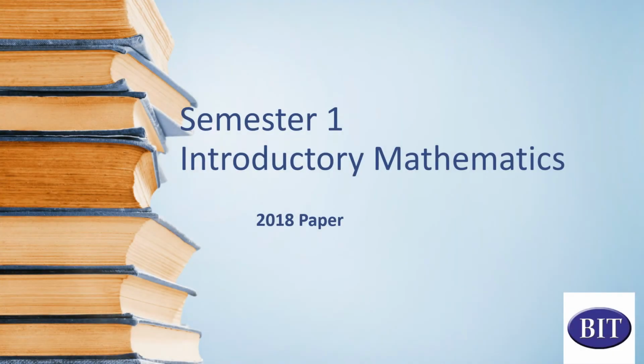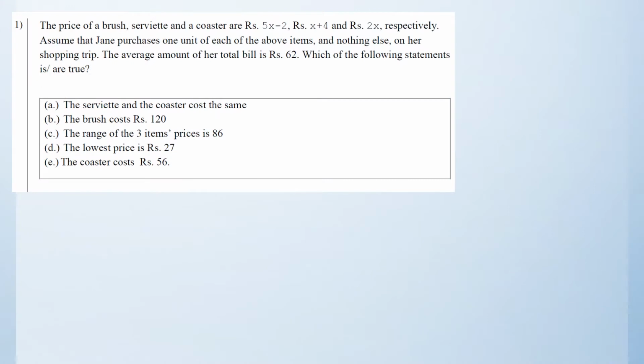Hi, here I am going to discuss the Semester 1 Introductory Mathematics 2018 paper. Question number 1. We have three products and the prices are given respectively.